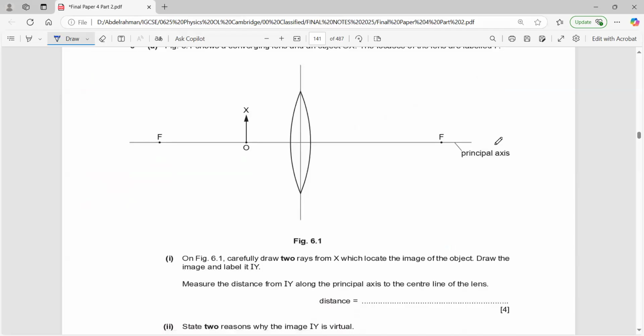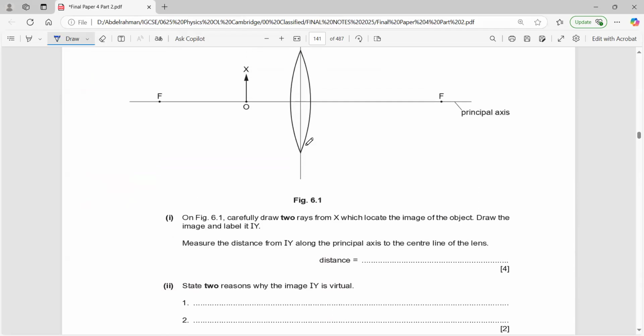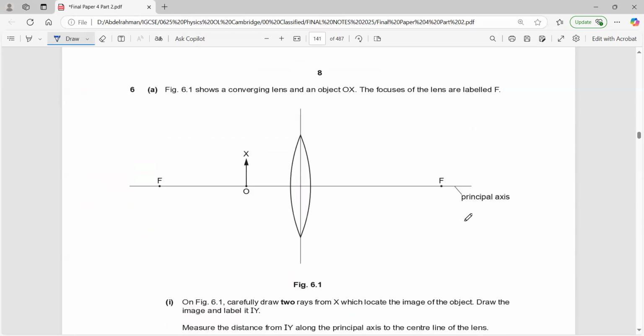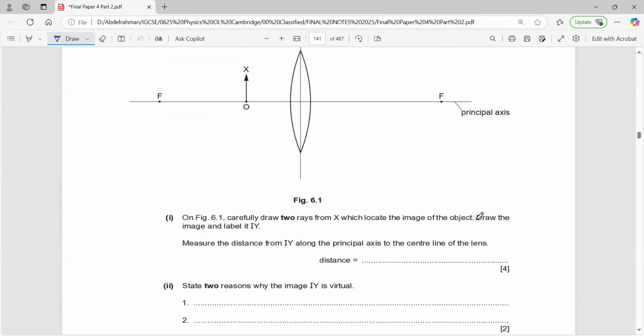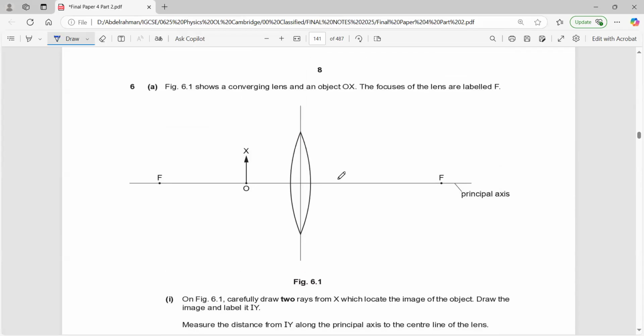Again, we have an object which has distance less than the focal length. This image will be virtual, upright, and enlarged. Measure the distance I, y along the principal axis. Can I measure the distance I, y? Yes, you can measure. When I draw the image, you will be able to measure the distance from I all the way to the center of the lens.